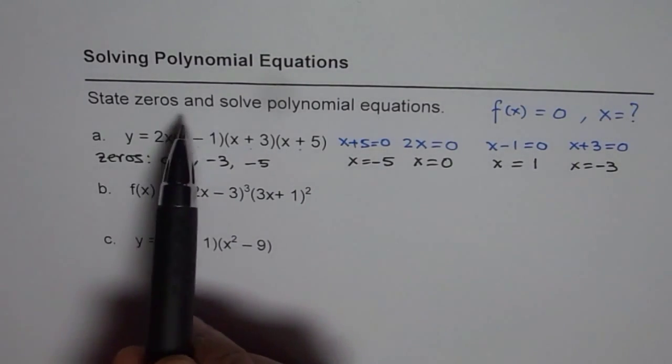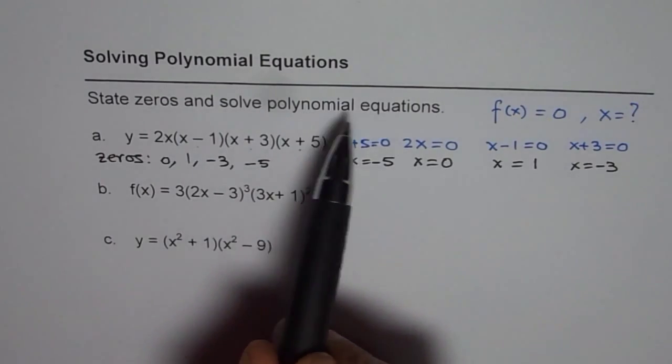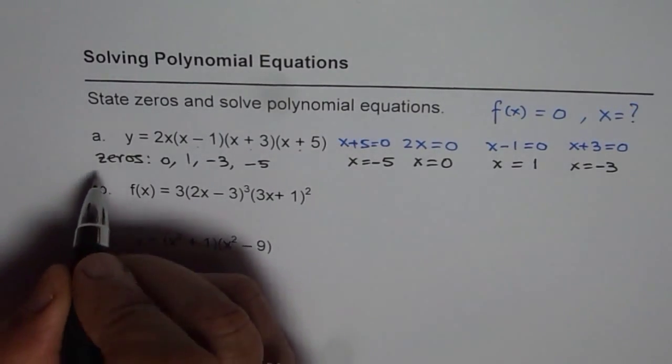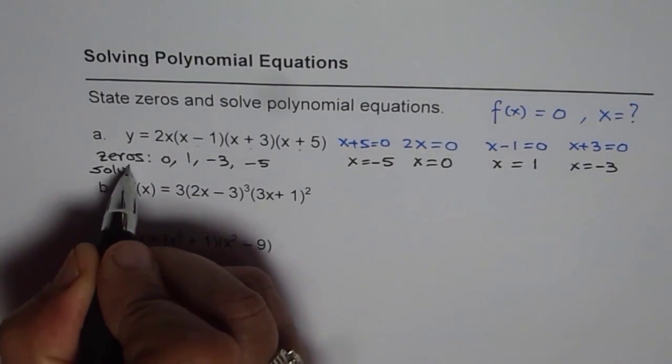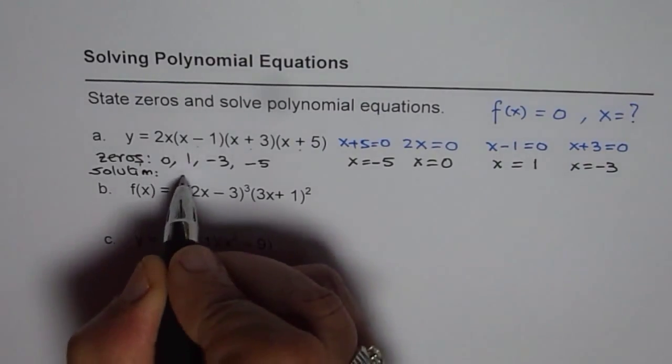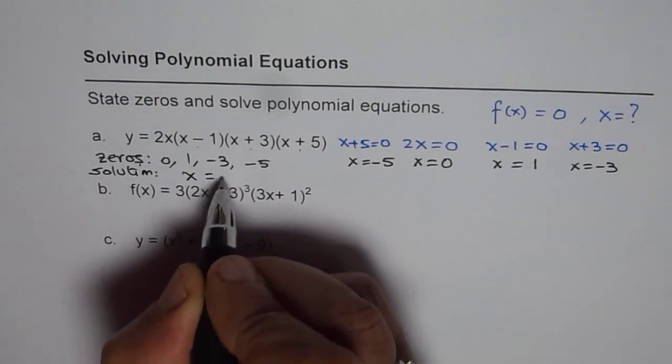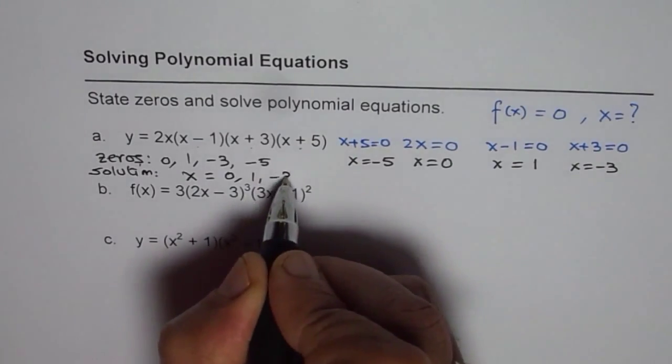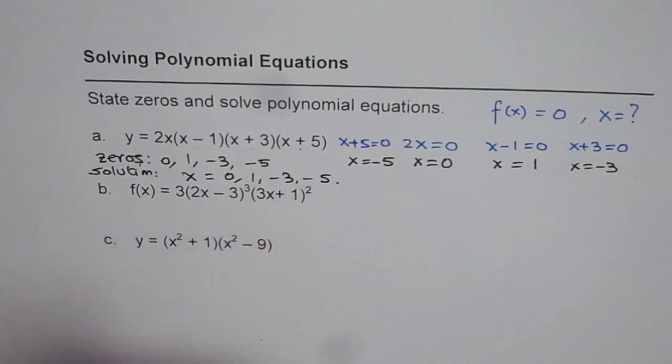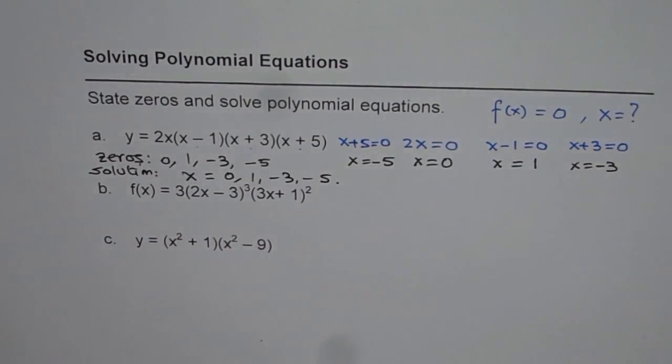Now the second part of this question is solve the polynomial equation. The solution of this equation is x equals the zeros, which are 0, 1, minus 3 and minus 5. So that is how we actually solve polynomial equations.